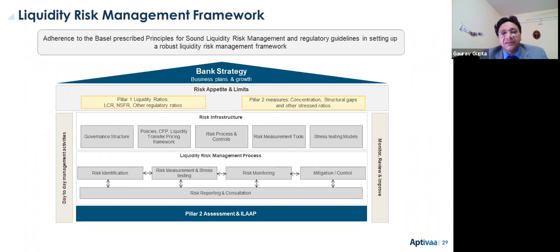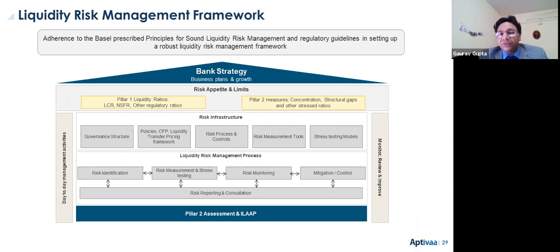Next is the risk appetite limit. We should have limits for the pillar 1 liquidity ratios. These are anyway given by the regulator, that is LCR, NSFR. In some countries, we have seen the loan to deposit ratio or the liquidity ratio. And generally, these limits or the board limits which an individual bank follows, they follow at a higher level than what the regulator prescribes, so as to keep a buffer.